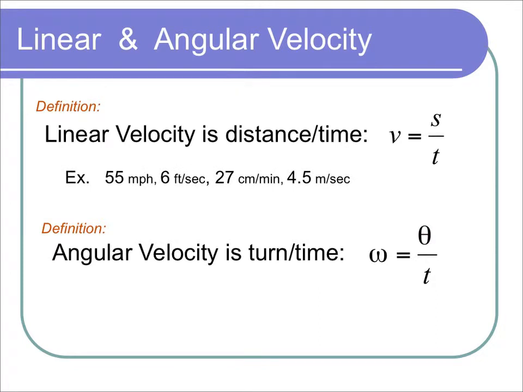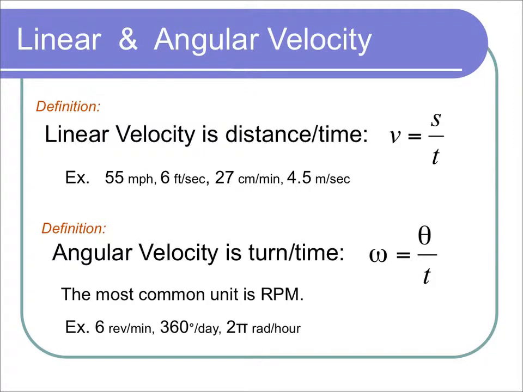Examples of linear velocity, things we've seen before, are miles per hour, feet per second, centimeters per minute, etc. Angular velocity will be in part of a circle over time. So for instance, in RPMs, you could have 6 revolutions per minute. Something could go around 360 degrees in one day, like the Earth spins. Or 2 pi radians per hour, and we'll review radians in just a second.